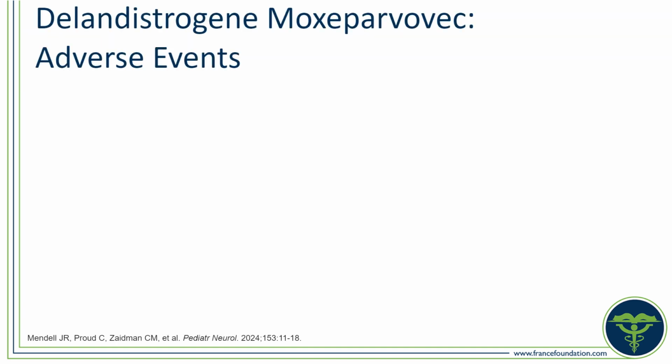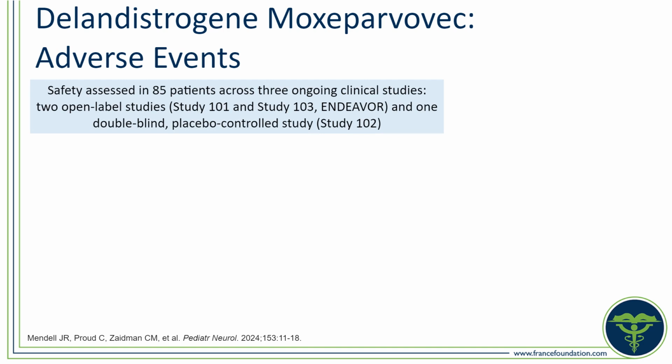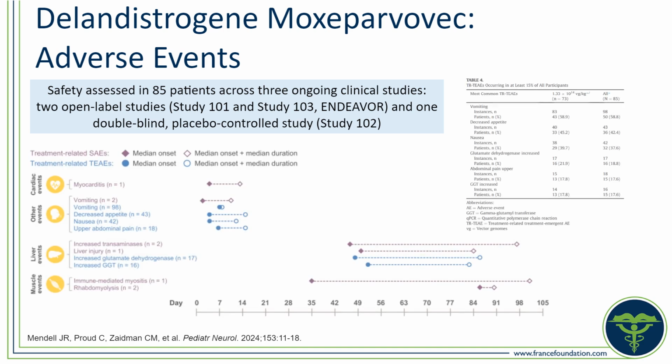It's important to consider adverse events when utilizing any therapy. And so safety was assessed in 85 patients across 3 ongoing clinical studies, including the 2 open label studies, Study 101 and Study 103, as well as the double-blind placebo-controlled study that we reviewed, Study 102. The most common adverse event includes vomiting. We can also see side effects such as decreased appetite, nausea, elevated GGT, and some others that are listed here. There were some rare cases of entities such as myocarditis and immune-mediated myositis.